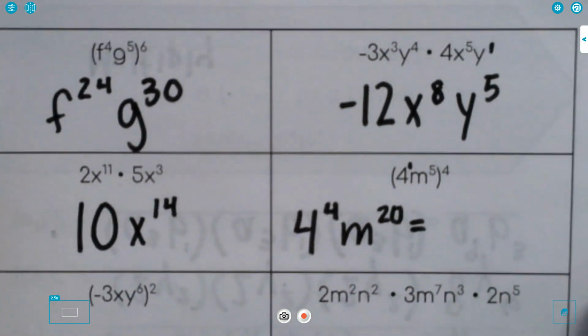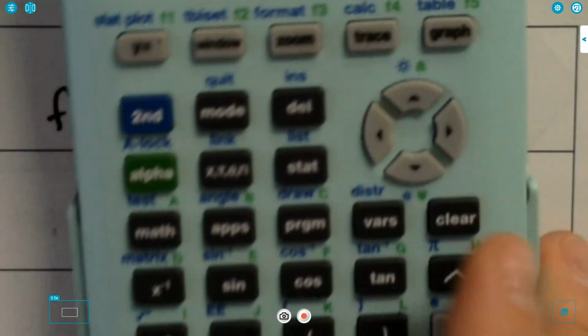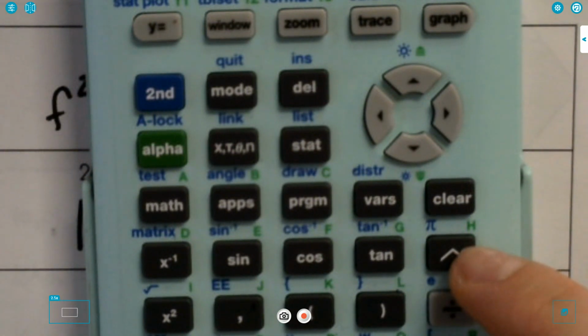If we have a base that is just a number, we do want to find our answer to that. So 4 to the 4th means 4 times 4 times 4 times 4. You can do that in your head. You can type out all of those 4s in your calculator. Or in your calculator, we call it the caret button. Looks like a carrot coming out of the ground, maybe.